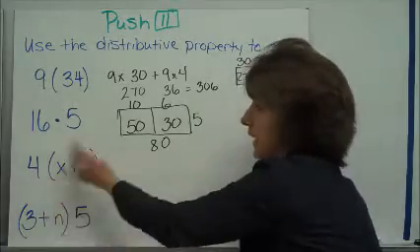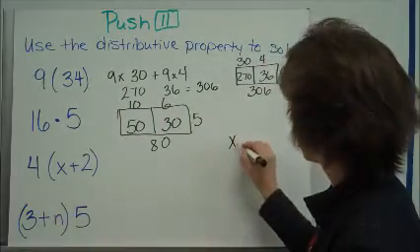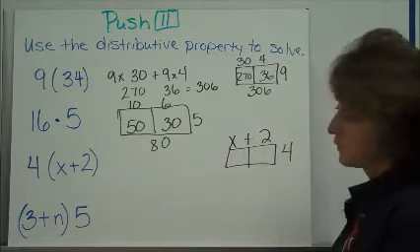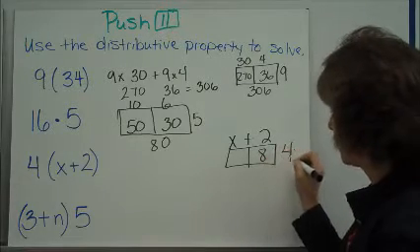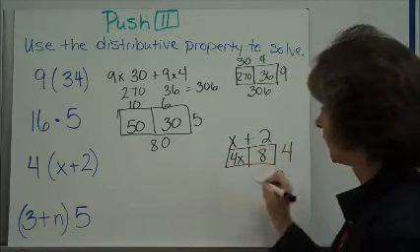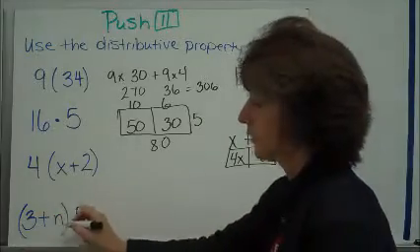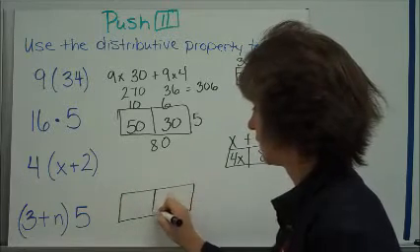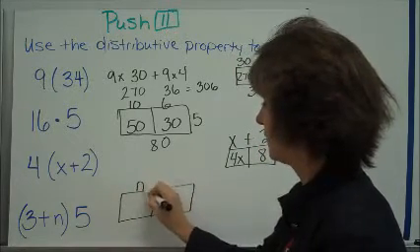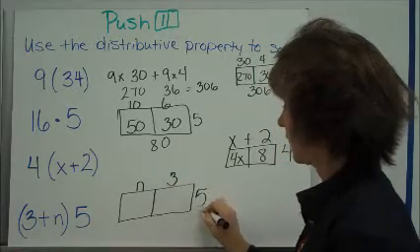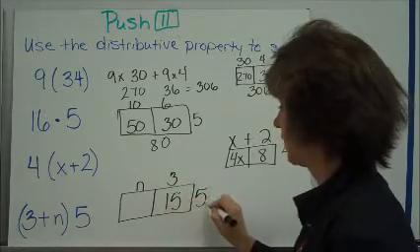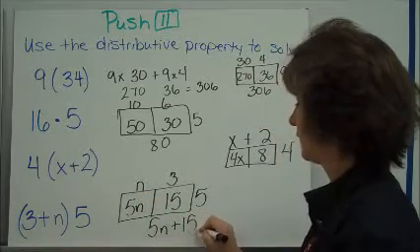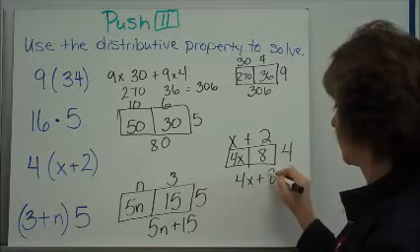Now we're getting down here, and again, you can use this method or you can use the box. X plus 2 times 4. 4 times 2 is 8, and 4 times x is 4x. 3 plus n times 5. N plus 3 times 5. 5 times 3 is 15, and 5 times n is 5n. So my answer would be 5n plus 15. And up here it would be 4x plus 8.